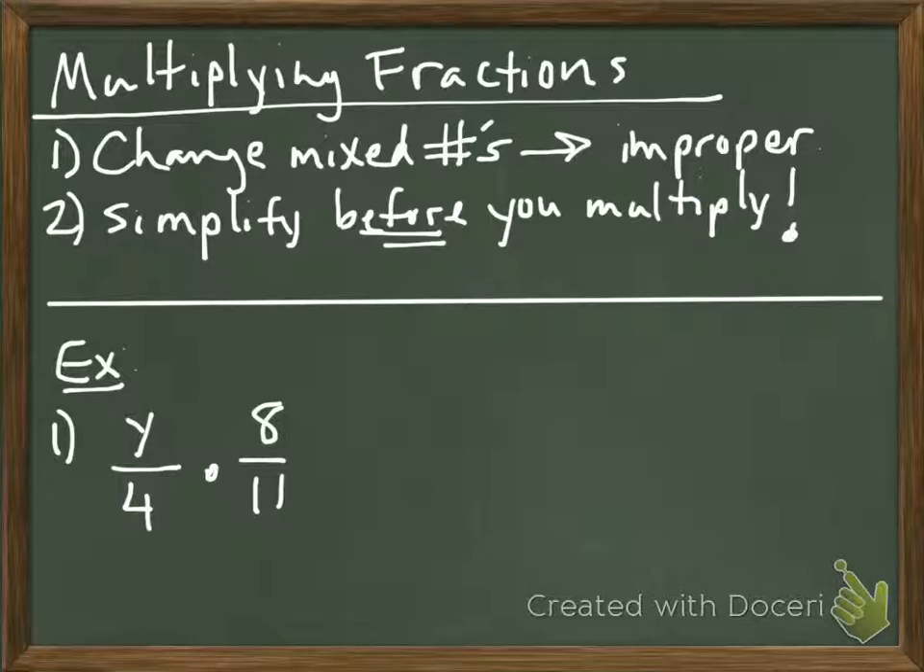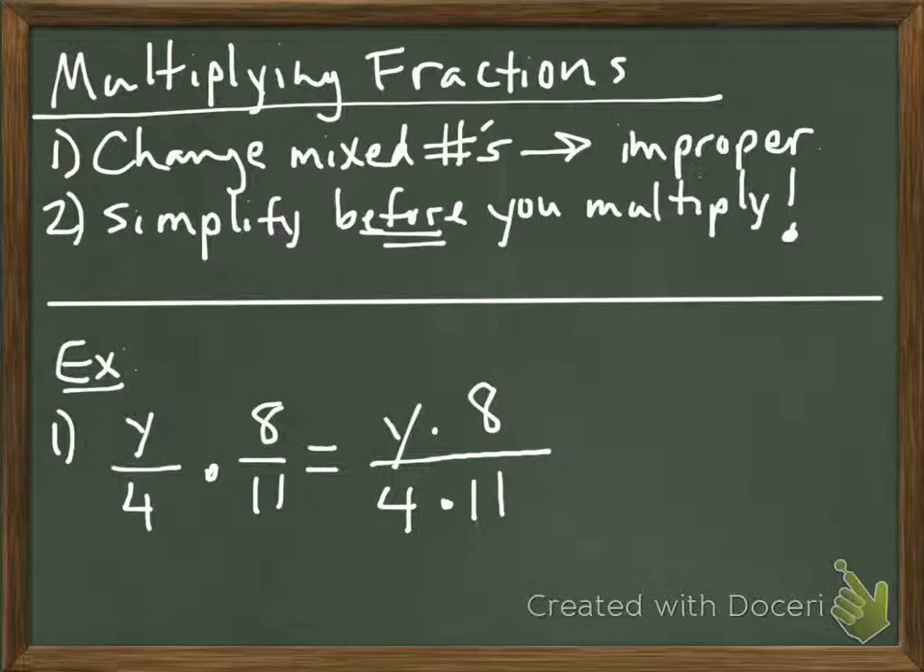Number one, we have the fraction y over 4 multiplied by 8 over 11. And the way that I write these problems, I want you guys to do the same, okay? We're going to say y times 8, numerator top times top, over denominator 4 times 11. We're going to ask ourselves, what common factors can we divide out of the numerator and the denominator? Now, I look and I see an 8 and a 4, and I know they have a common factor of 4 that I can divide out.